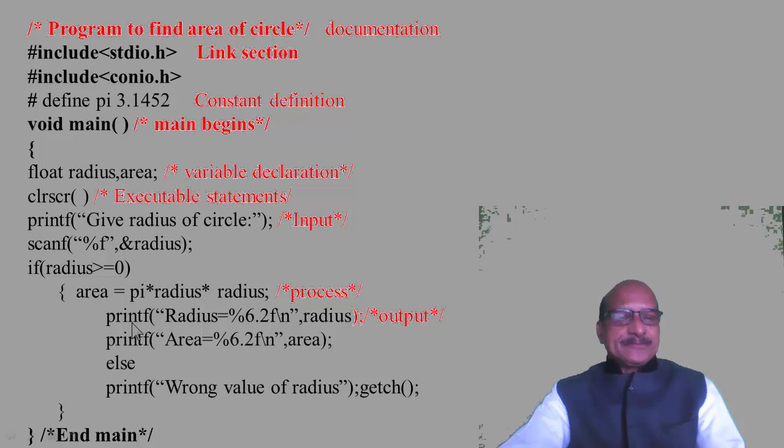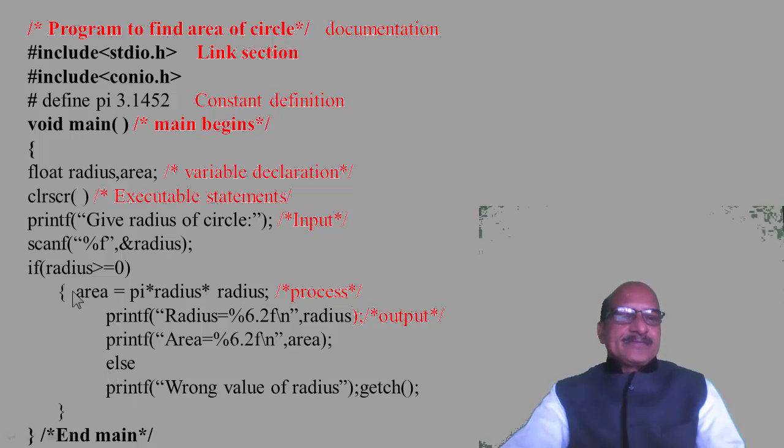So I use printf. Printf radius is equal to %6.2f backslash n, radius. So the radius value is converted into 6.2, which means it is rounded to 2 decimal places. Printf area is equal to %6.2f backslash n, area. So area is also rounded to 2 decimal digits, or you can simply write %f, that will work.